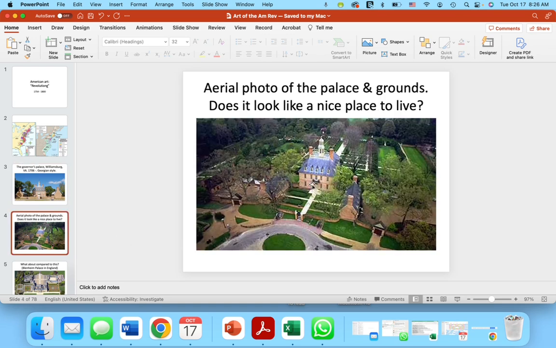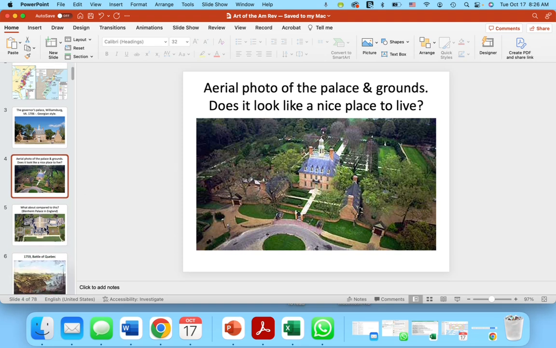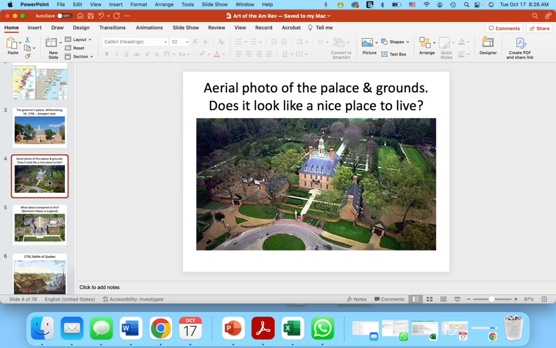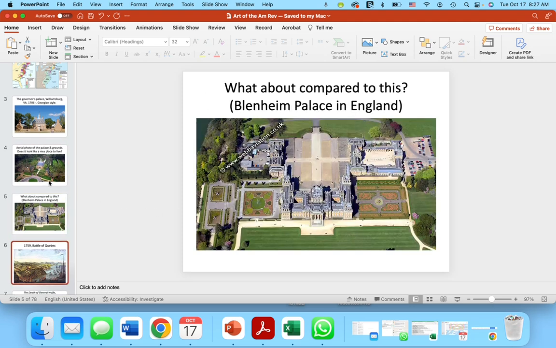This is an aerial view, beautiful gardens out back. It's down in Williamsburg, Virginia. They were trying to be like the great palaces of Europe. So this is a bird's eye aerial view of the great palace of Blenheim in England. It's absolutely enormous. All right. And this is sort of a small scale colonial example.